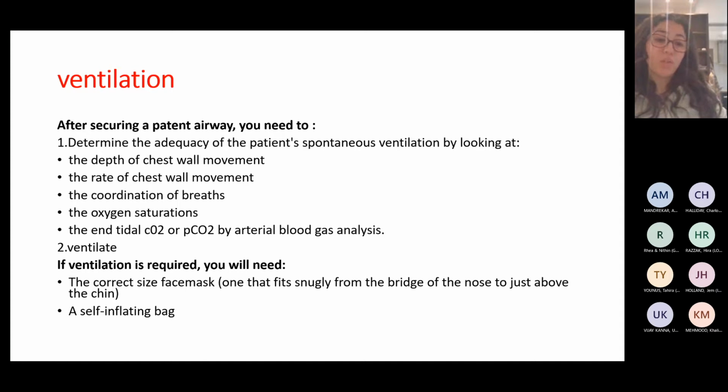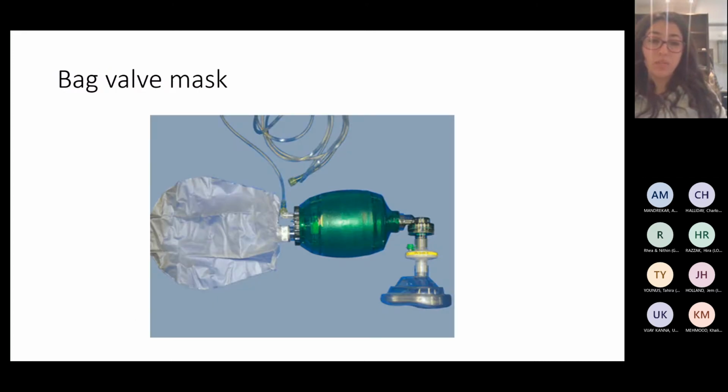When you ventilate, you need two things. You need a self-inflating bag and a correct size face mask. This is the bag valve mask. We can see it in every crash trolley. It has three parts. Here you can see a reservoir connected with an oxygen inlet, where oxygen is connected to a source either in the wall or a cylinder. This part is the self-inflating bag. Here we have the mask, and in between the mask and the bag, we have a valve here.